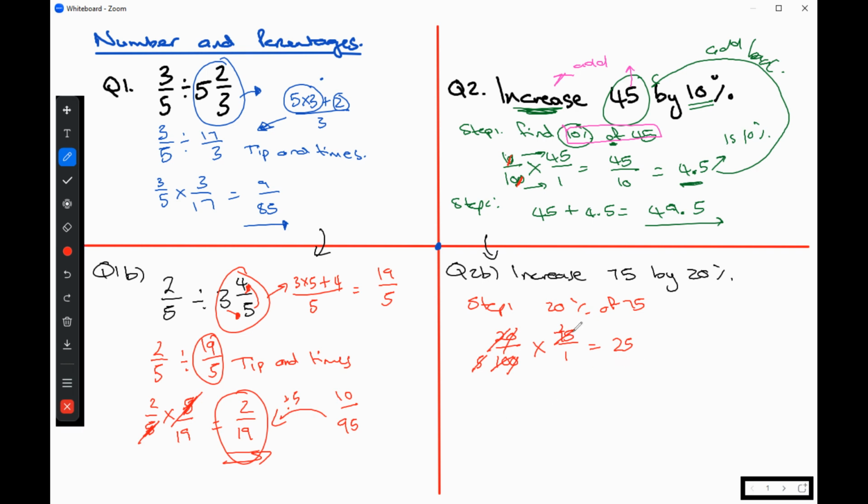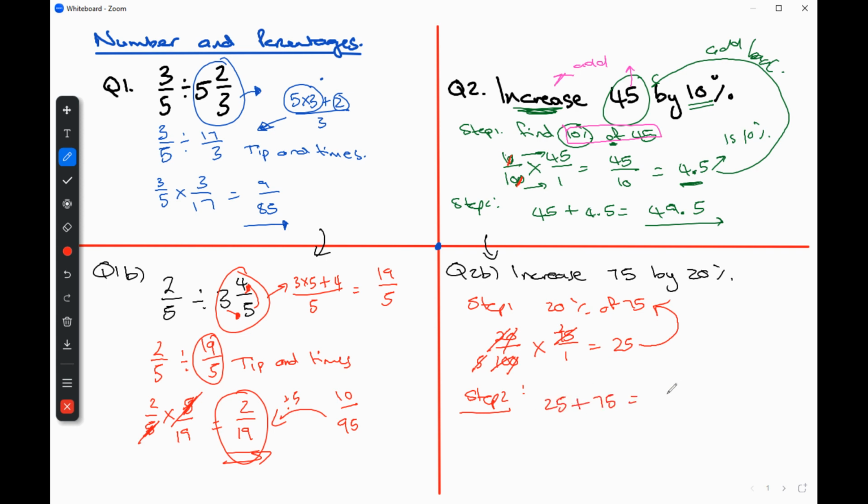But that's not the final answer, because we want to increase it. We take that number and we add it back onto the 75. So step 2, after we found that 20%, we then add it back. So 25 plus 75 comes to 100. And my final answer here will be 100. Another way to calculate 20% is to calculate 10%. Now you know 10% is simply divide by 10. And then times it by 2. So 20% is 15.